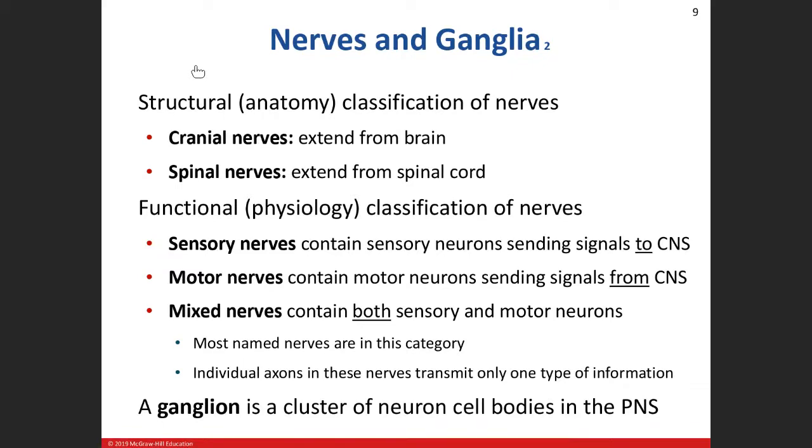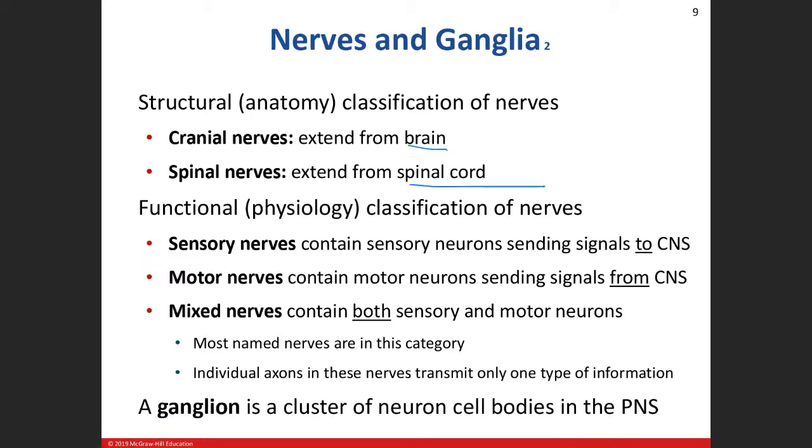In fact, I think they still have the brain on the cover of the game. So any nerve that comes off the cranium is a cranial nerve. That's considered to be part of the peripheral nervous system. Any nerve that comes off the spinal cord is a spinal nerve. That's it. Easy. Don't make this more difficult than what it is. Cranial nerve, brain. Spinal nerve, spinal cord.